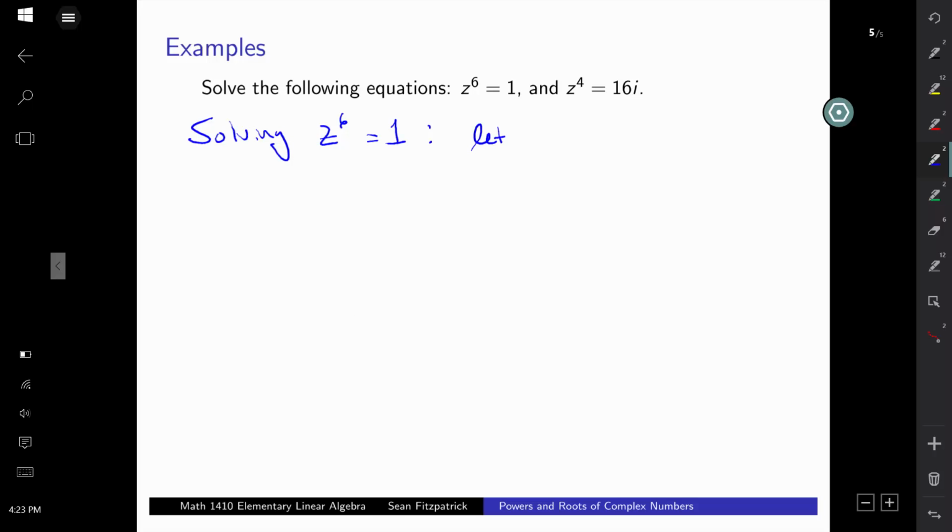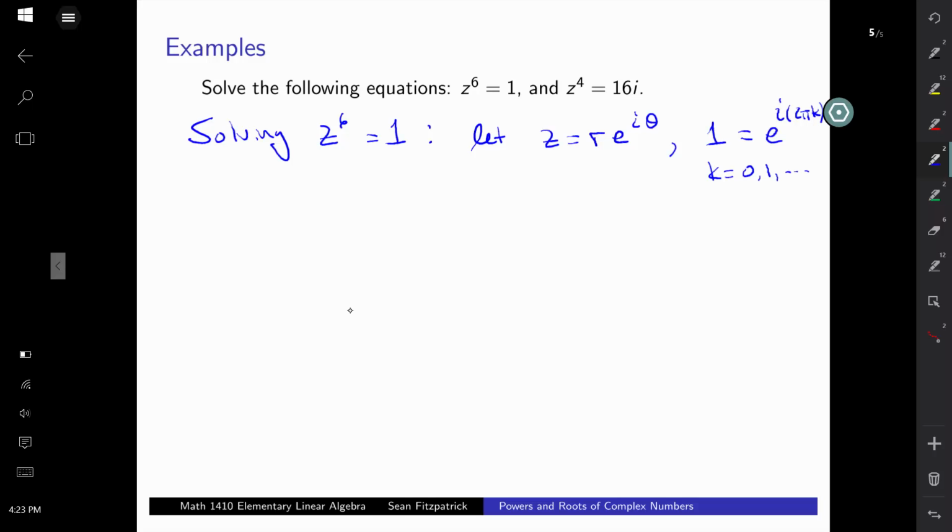So we let z equal r e to the i theta, and we note that 1 can be written as e to the i times 2 pi k. Because 1 is e to the i times 0, but I can add any multiple of 2 pi that I want to that. So I can write 1 as any multiple of 2 pi. So k here could be 0, it could be 1, and so on. In fact, we're going to consider values of k up to 5.